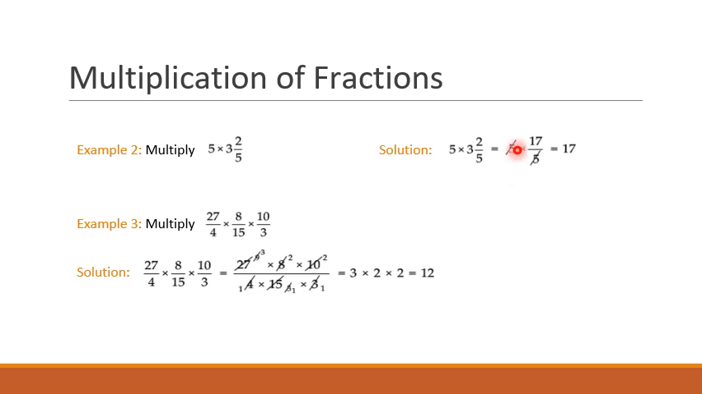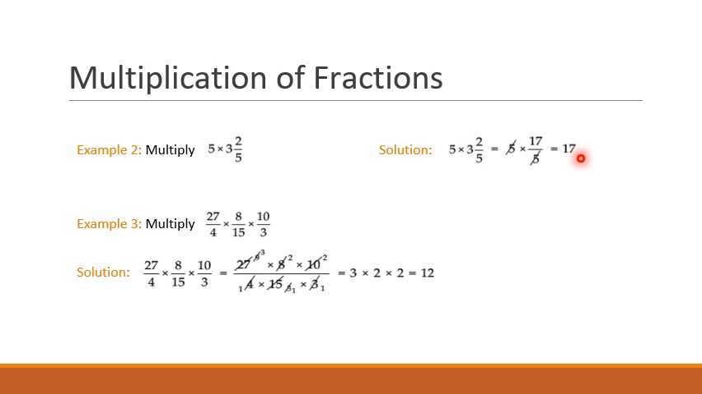Now when we have common terms in numerator and denominator, we can cancel them. So here 5 is in the numerator and 5 is in the denominator. So I can simply cancel them and I will get the answer as 17.